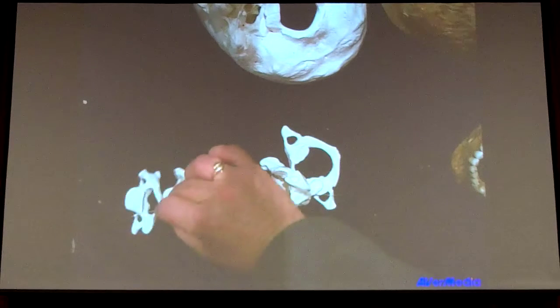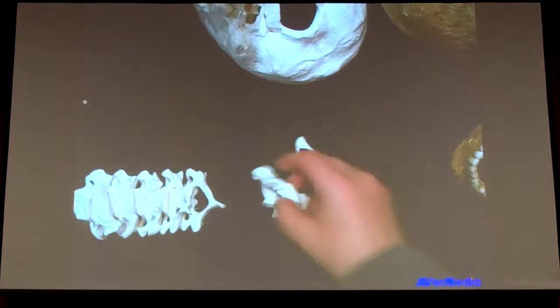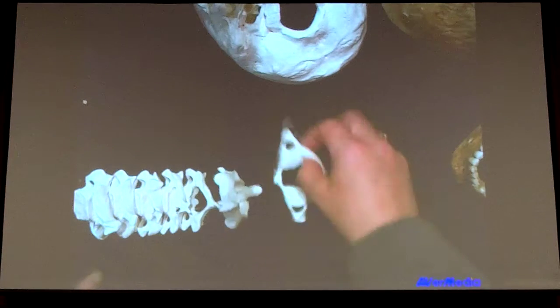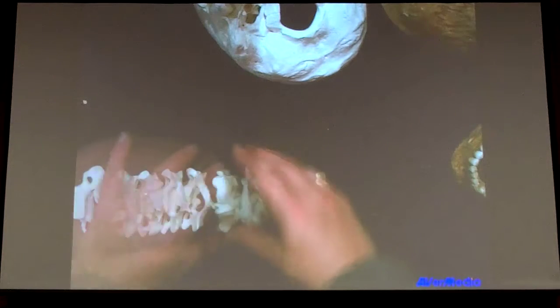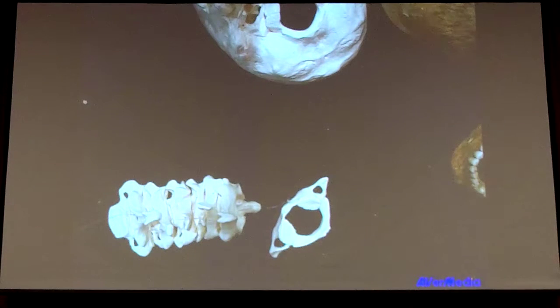So let's look at the rest of them. So this is vertebra number 3, number 4, number 5, number 6, and number 7. So altogether we have 7 vertebrae in the neck region. And that is a formula that's true for all mammals. All mammals have 7 neck bones.